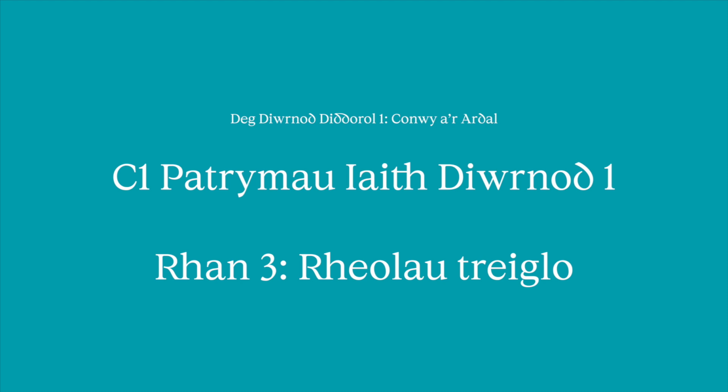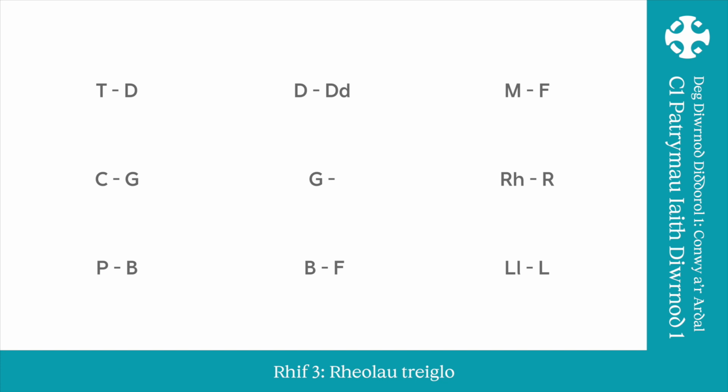Number 3. Mutation rules. This seems like a good time to recap the main mutation rules. These are the mutations. Letters: P, T, C, B, D, G, M, Ll, R. Soft mutation: B, D, G, F, F, F, L, R. Nasal mutation: Mh, Nh, Ngh, M, N, Ng. Aspirate mutation: Ph, Th, Ch.